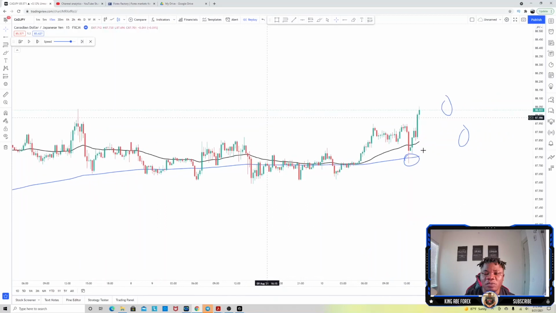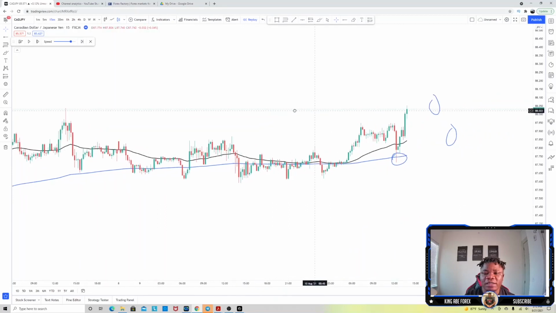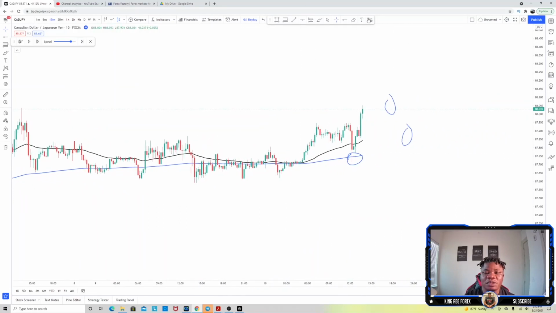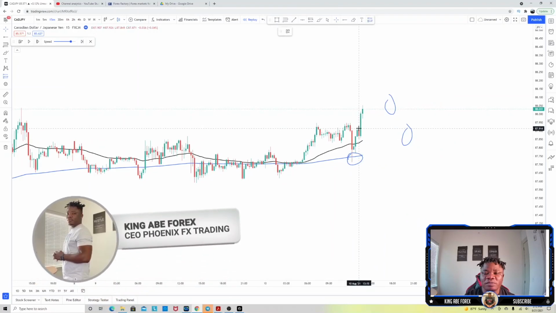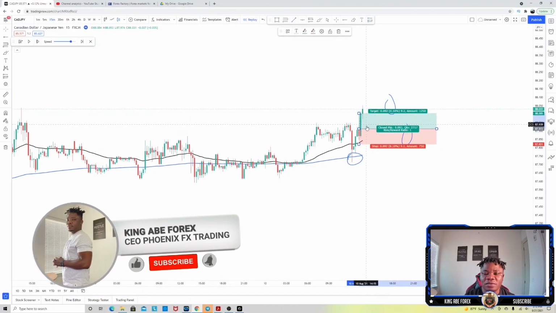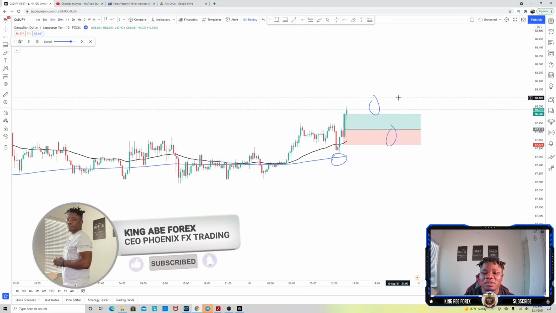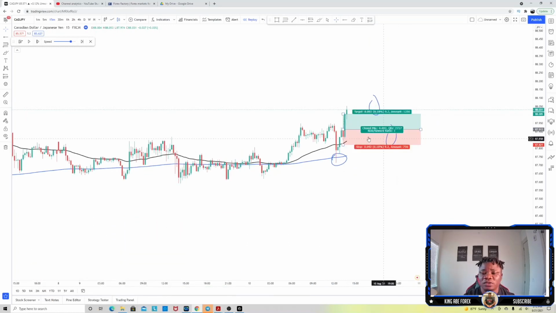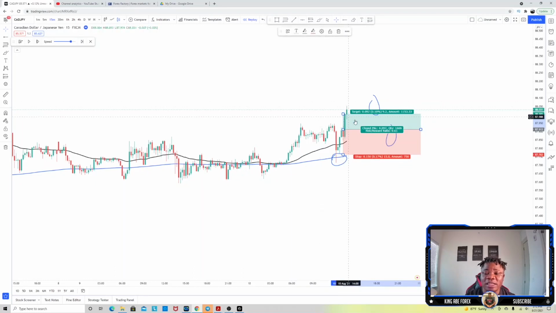Now that we have the rejection here, our entry is going to be right over here at this bullish engulfing candle. Now, when it comes to your stop loss and your take profit, what I want you guys to do is set your stop loss to 15 pips.